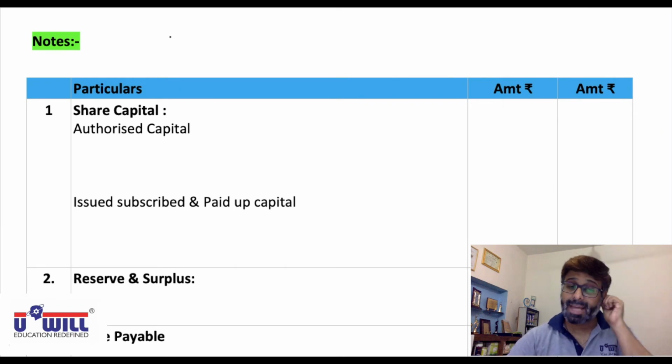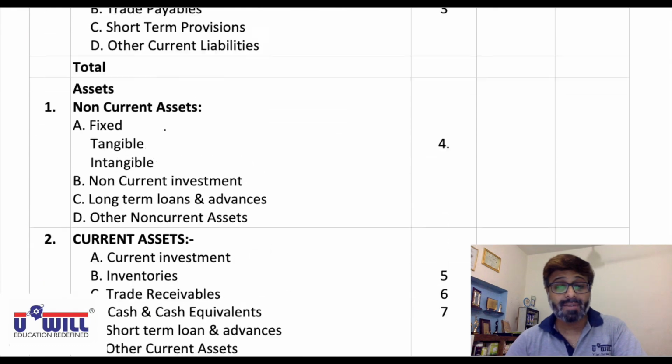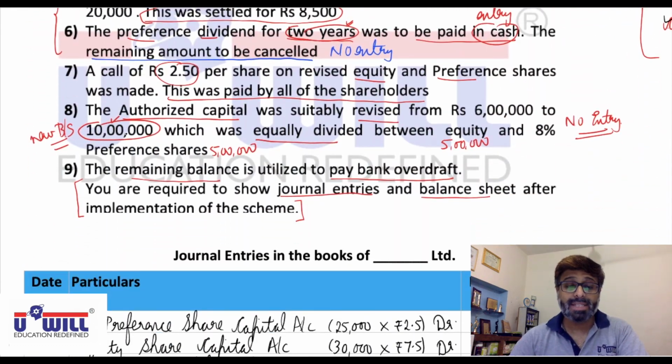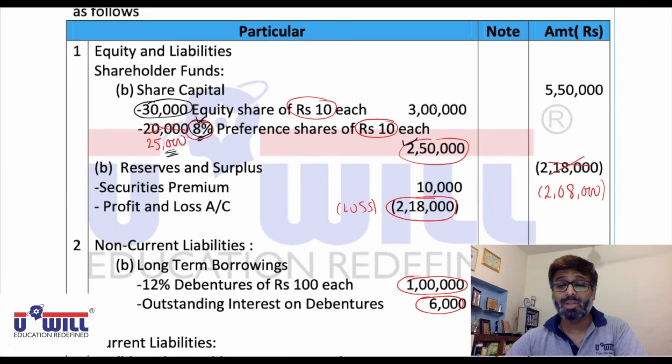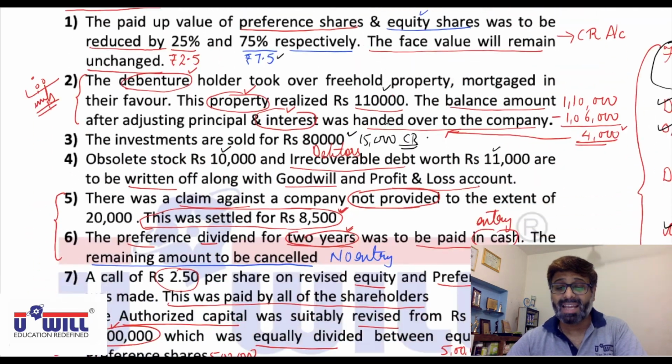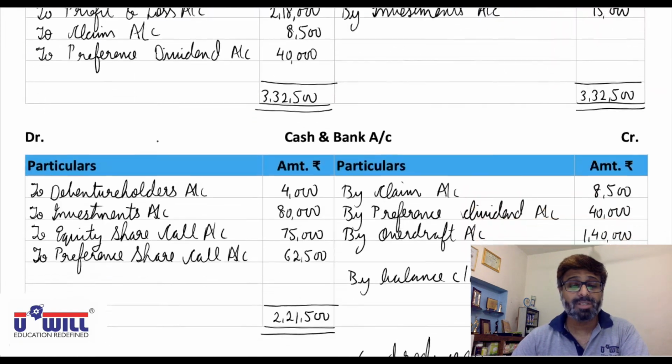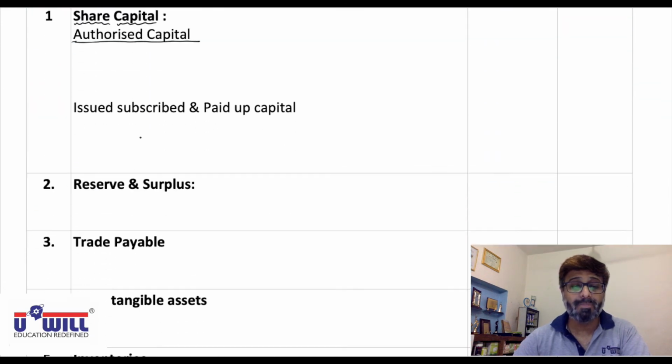First note will be share capital. First, authorized capital, all of you will give the heading. Okay, first note share capital, and in that first heading, authorized capital. Now, as we have read in adjustment number 8, authorized capital is 10 lakhs, which is equally divided between equity and preference, meaning 5 lakhs, 5 lakhs. Both the face values are 10 only, so 5 lakhs divided by 10, 50,000 shares are there in equity as well as in preference.